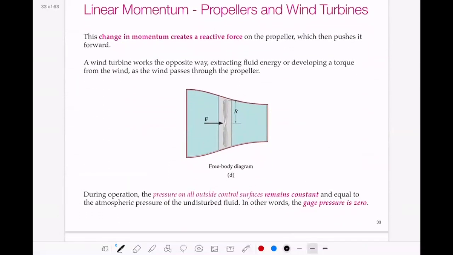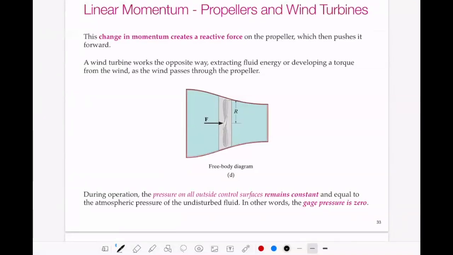So when we have a change in momentum of the fluid, there's going to be a reaction force. So the change in momentum creates this reaction force on the propeller, which then pushes it forward. So a wind turbine works the opposite way, where you're extracting fluid energy, or you're developing a torque from the wind as it passes through the turbine blades.